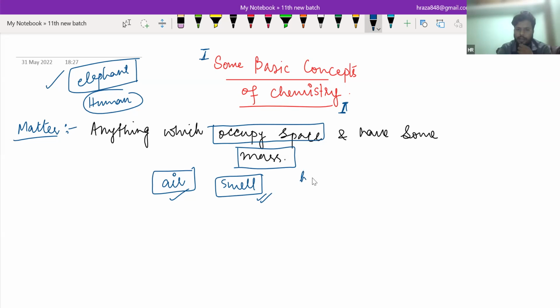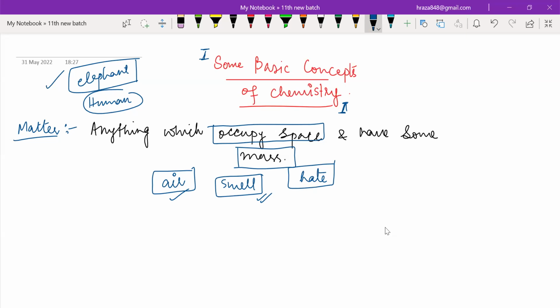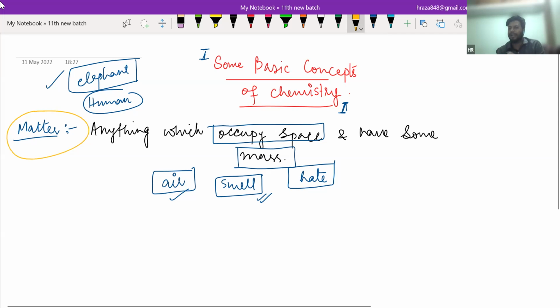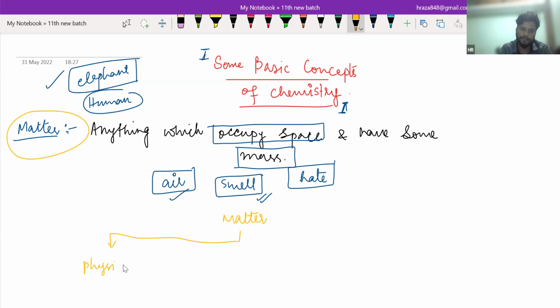And next thing, heat. Is heat matter or not, Iram? Not matter. So basically, how do we define matter? Anything which occupies a space and has some mass. Anything which has some volume and has some mass. So matter is classified on two bases. The first one is physical classification, and the second one is chemical classification.